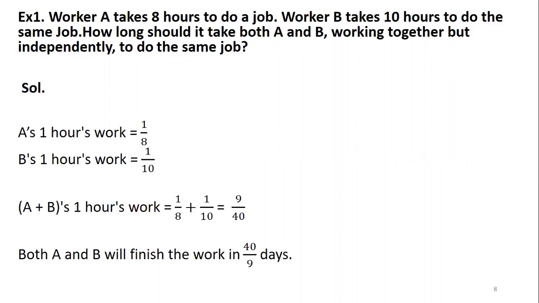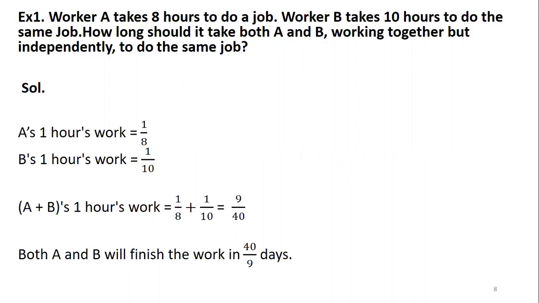So A's 1 hour's work is 1 by 8. B's 1 hour's work is 1 by 10. So together 1 hour's work is 9 by 40. Now in 1 hour, 9 by 40 fraction of the work will be completed by them. Now it should be repeated for some time, so it is multiplied by x, so that on the right hand side 100% work gets completed.